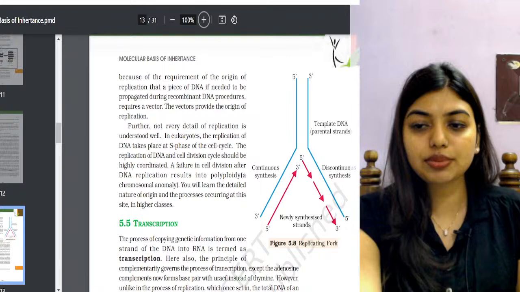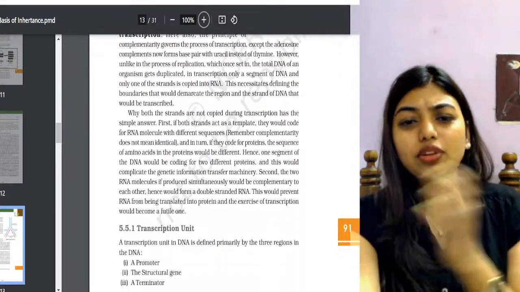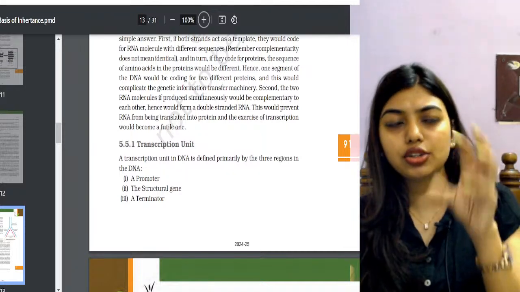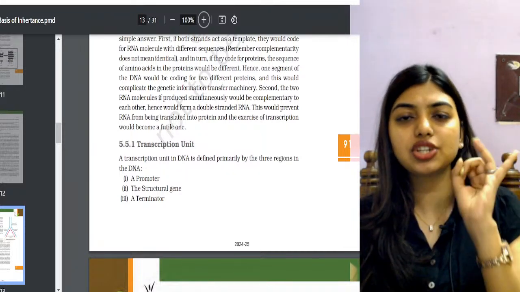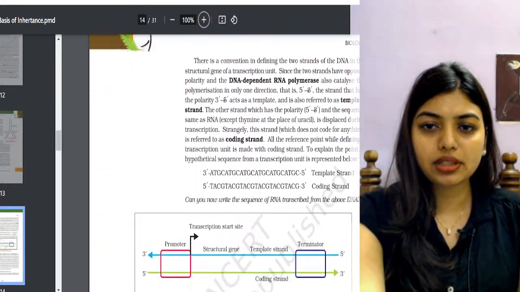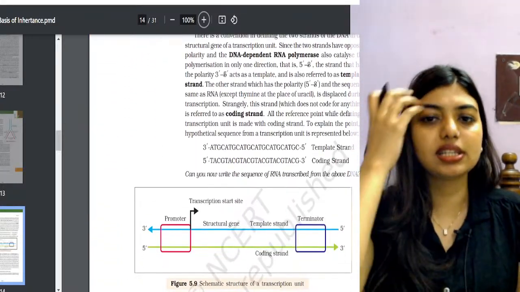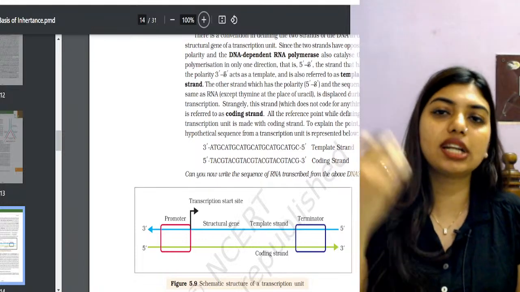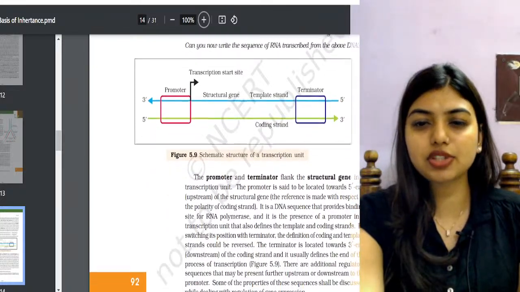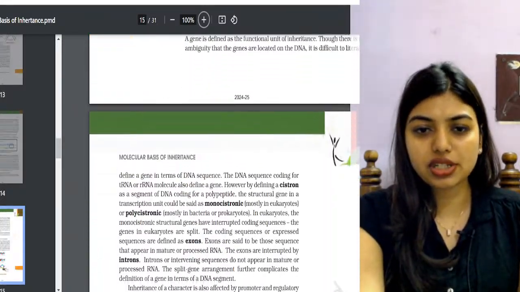Okay, then transcription, students. Transcription is very easy. You have to remember the units of transcription: promoter, structural gene, terminator. The processes are going to be initiation, elongation, and termination. Okay. Then DNA dependent RNA polymerase is there. Template strand, coding strand. Coding strand is the same as the RNA, just that thymine is replaced by uracil. Okay, then upstream, downstream. All this I taught you yesterday.